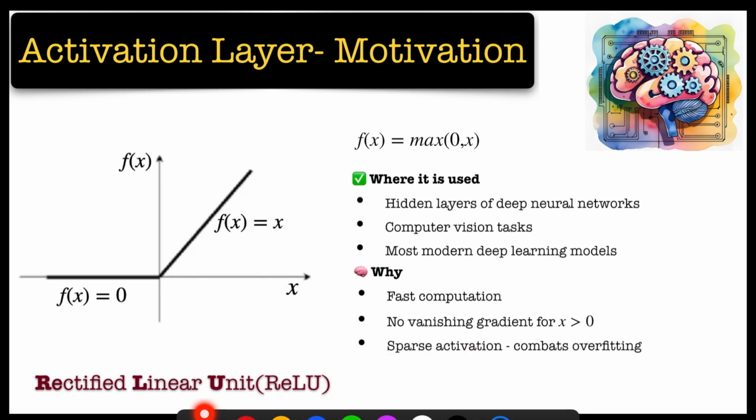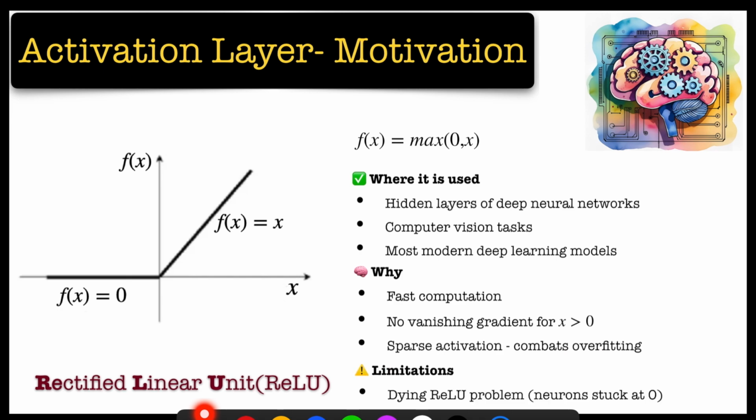Sparse activation. You see many values will be 0, right? For negative x it will be 0. So many of the activations will result in 0 values, and in that case the complex models will become simpler, right? So it helps in fighting overfitting. That's why.